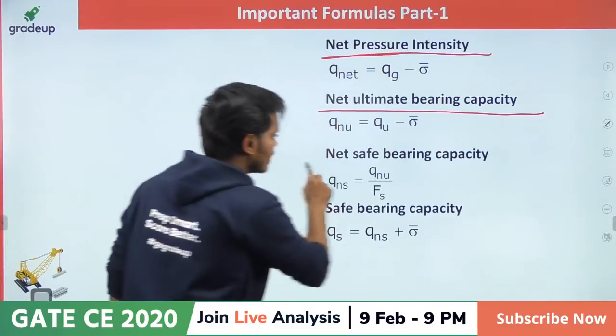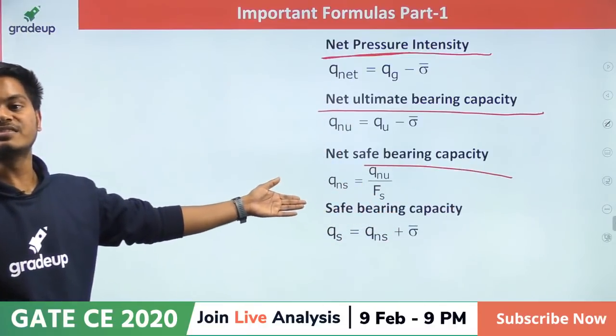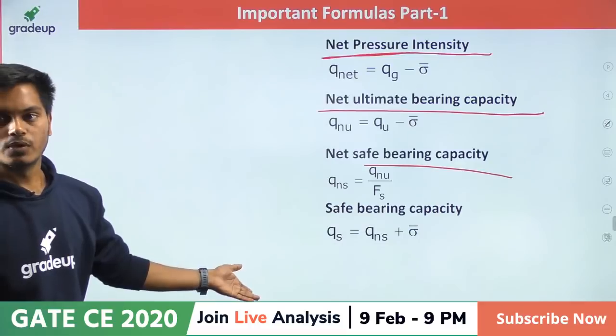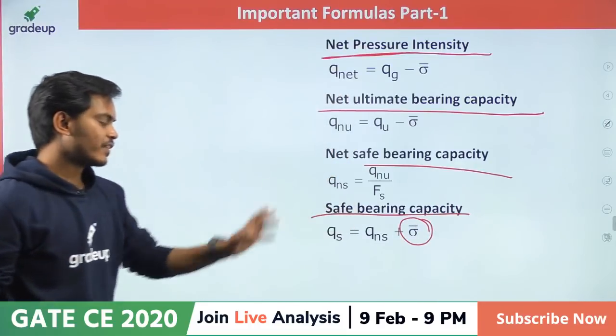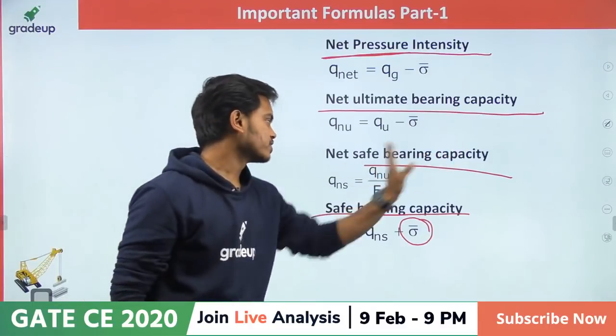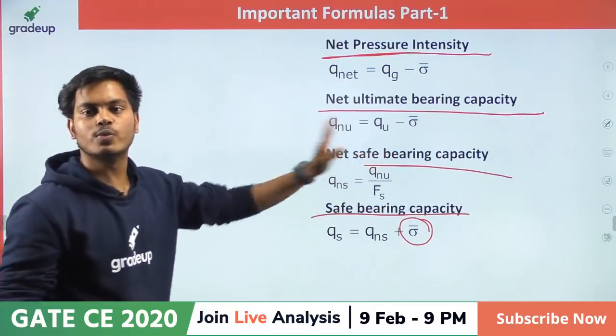Clear? चलो, net safe bearing के लिए nothing but आपको divide करना है factor of safety. You have to divide it by factor of safety. Okay? Next, safe bearing capacity के लिए just add the effective stress in Q net, which is your net safe bearing capacity में add किया, and eventually you will get it.